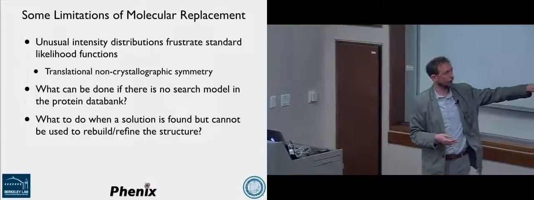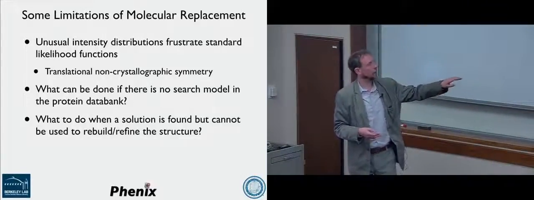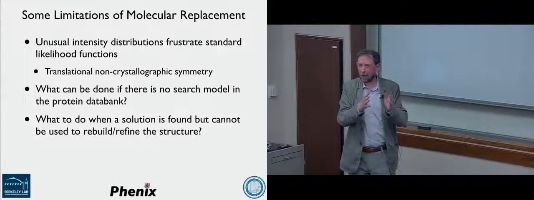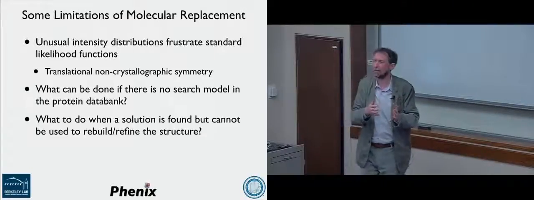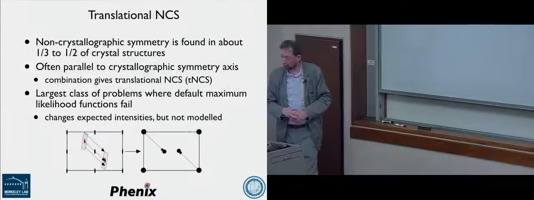The other thing that I will talk about a bit more, and this is work from Tom and Randy and the Rosetta people, is the case where you think you maybe have a solution, you're not really sure, and you can't get anywhere with it. What can we do to get past that bottleneck? Because that does happen, and maybe more than people realize.